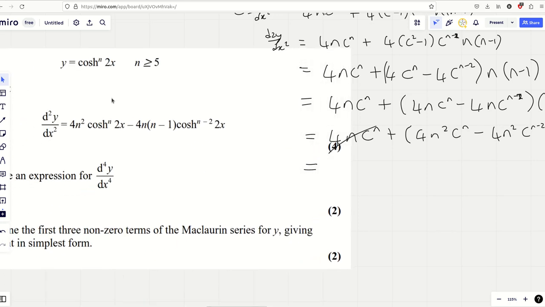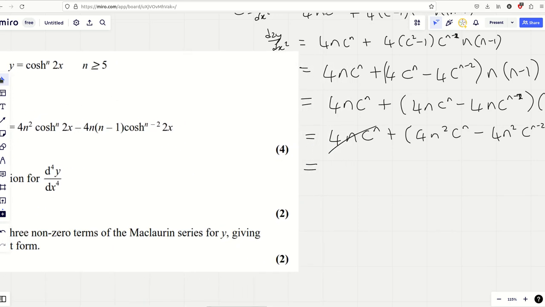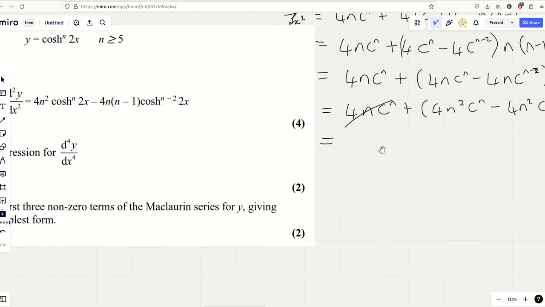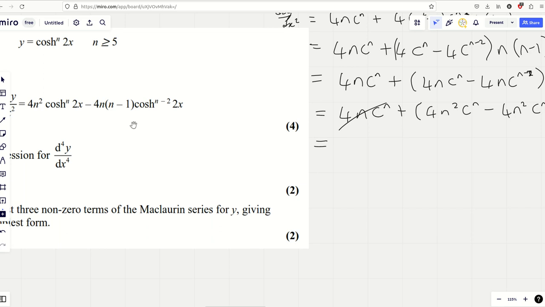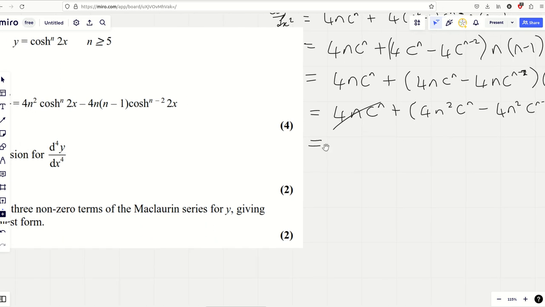Okay, right, it's just over there. Let's have a look now. Okay, it is a fiddly one. So I should have 4n squared cosh to the n. Well, basically 4n squared c^n. I've got that, yeah? That's good.